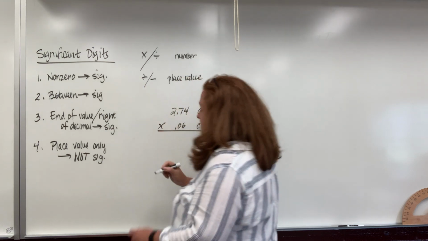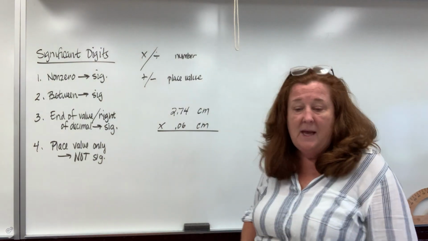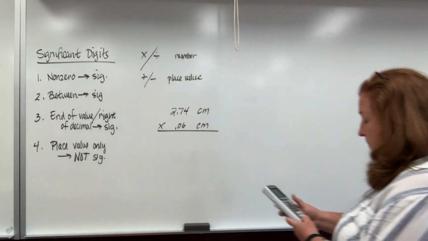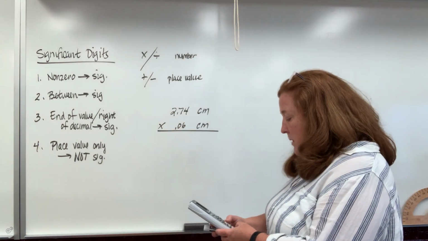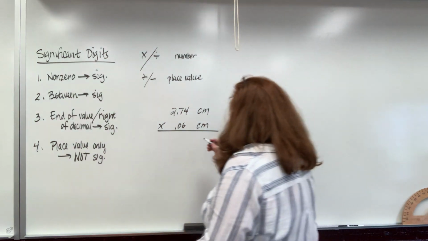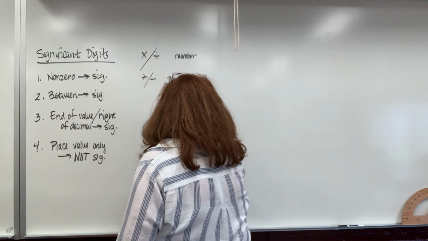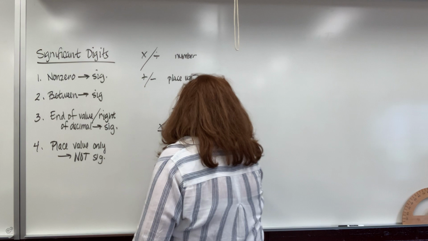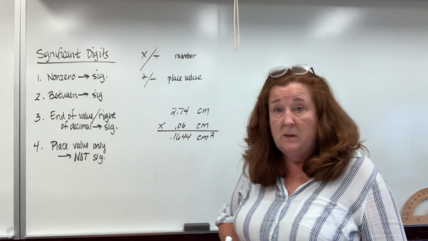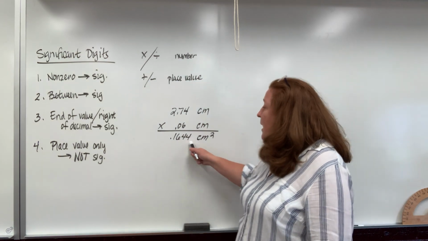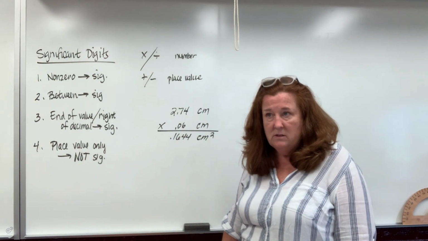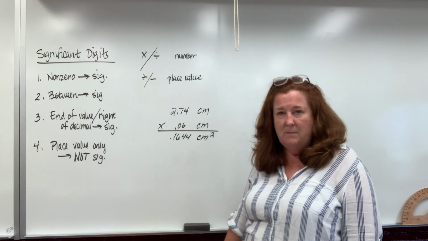The first thing you do when you do the math is you do the math. So you're gonna need a calculator for this portion. You take 2.74 and you multiply it by 0.06. And when you do that, you get 0.1644. And then to be really technical, it's centimeters squared, because a centimeter times a centimeter is a centimeter squared. So this is what my calculator says. But for measurement purposes, I can't keep that many digits. For math, it's probably fine, but they're not taking measurements.